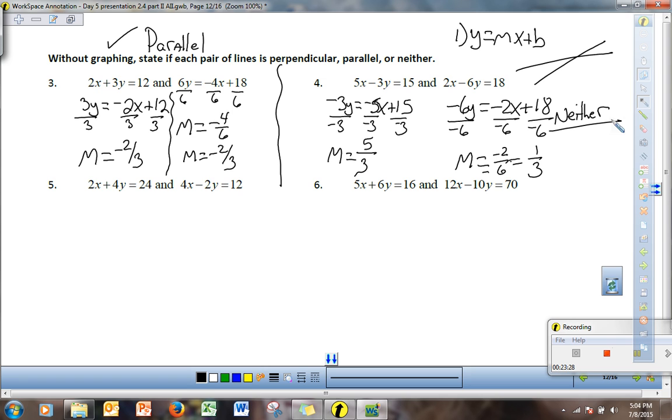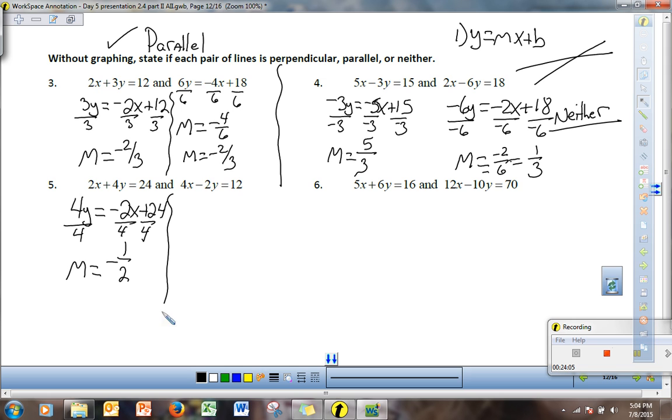Here goes number 5. 2x plus 4y equal 24. Let's solve that thing for y, at least until we get to the point of finding the slope. So I've got 4y equal negative 2x plus 24. I'm going to divide everything through by 4. So this slope must be negative 2/4, which reduces to negative 1/2.